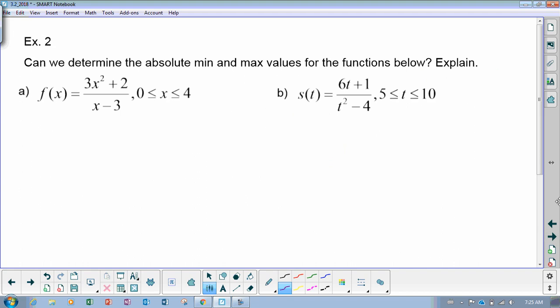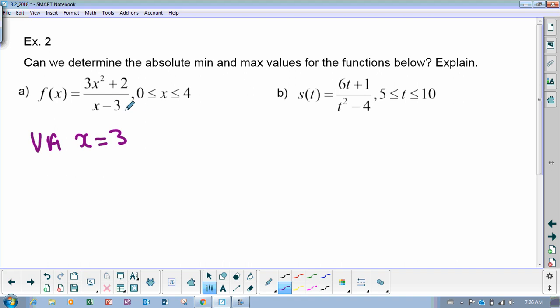All right, so here's another type of question. Can we determine the absolute min and max values for the functions below? Explain. So I have a rational expression here. So in A, there's going to be an oblique asymptote. There's also a vertical asymptote at x equals 3. So you always want to look at your domain once again. So that's the restriction that we have. X cannot equal 3. When I look at 3, 3 is within the domain.